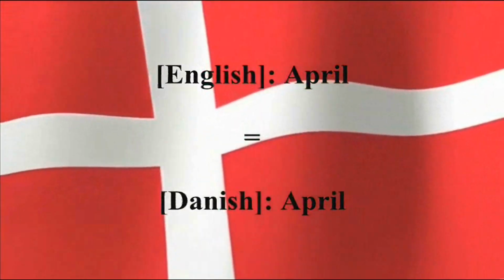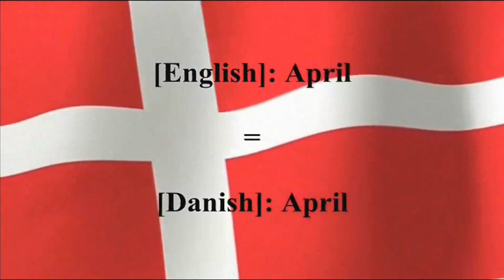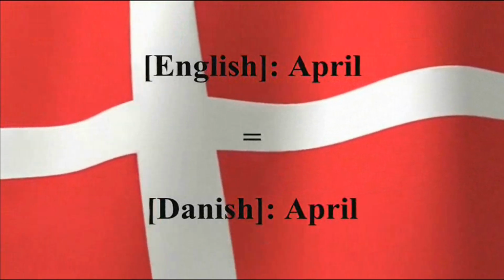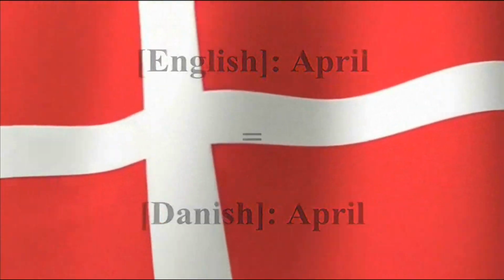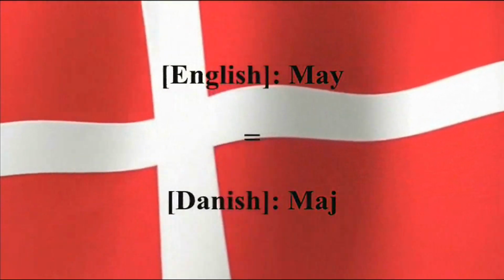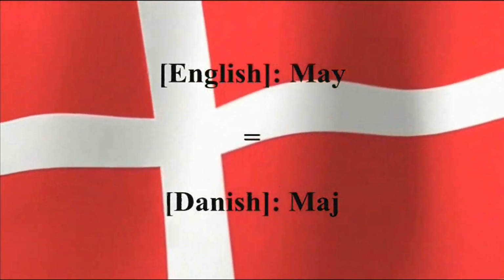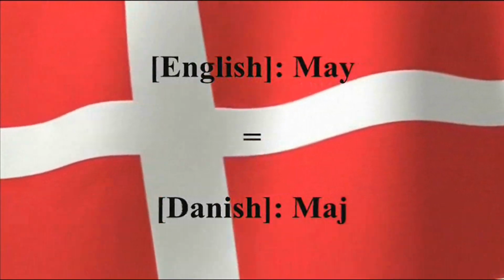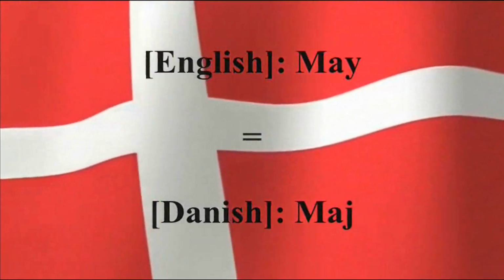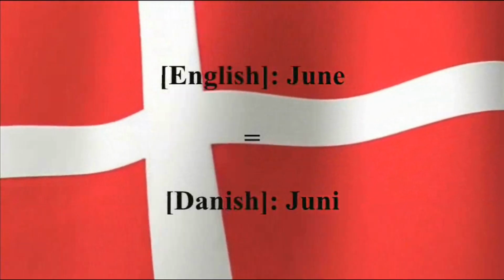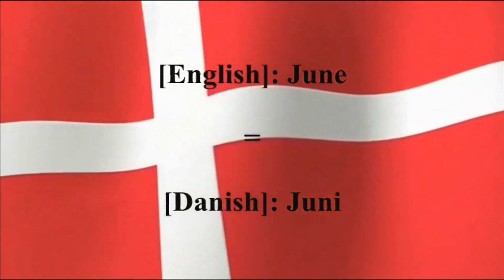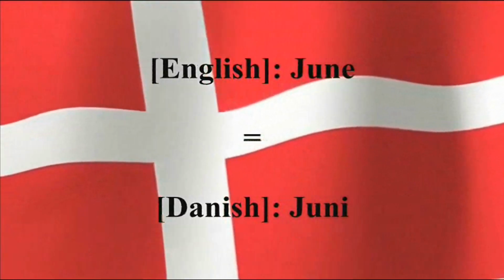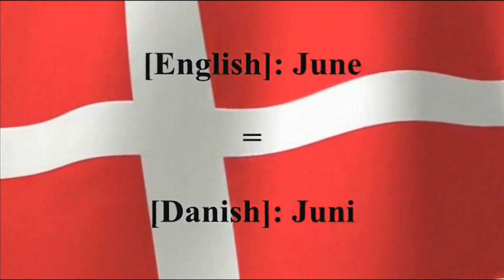April. In Danish we call it april. April. May. In Danish we call it maj. Maj. June. In Danish we call it juni. Juni.